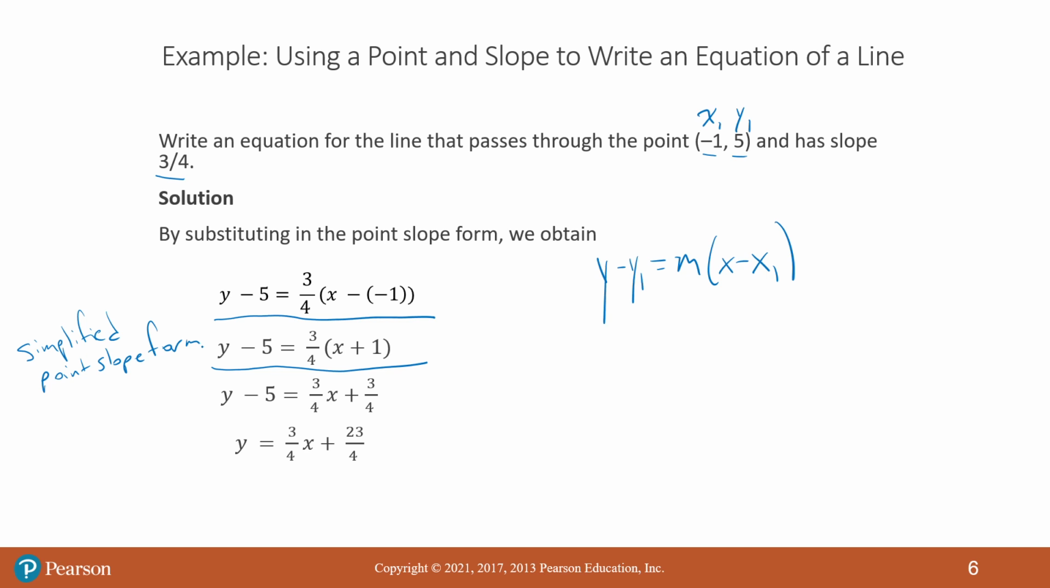Now we're going to take that simplified point-slope form and solve for y, so that if we need to use this equation, it'll be in slope-intercept form, which makes it easier to put into our TI calculator if we need to graph it or if we need to find solutions. So let's simplify it down from this point-slope form down here to this slope-intercept form.